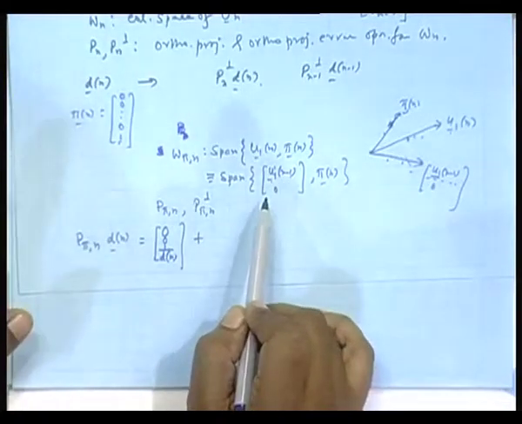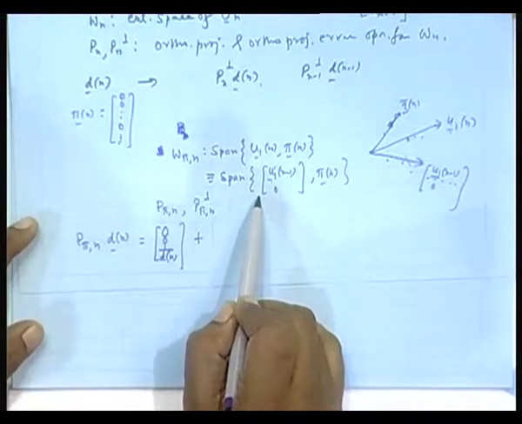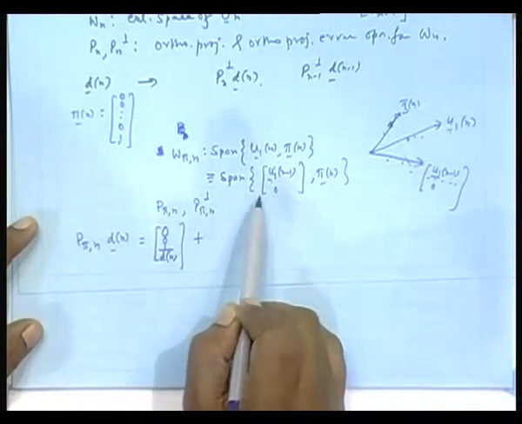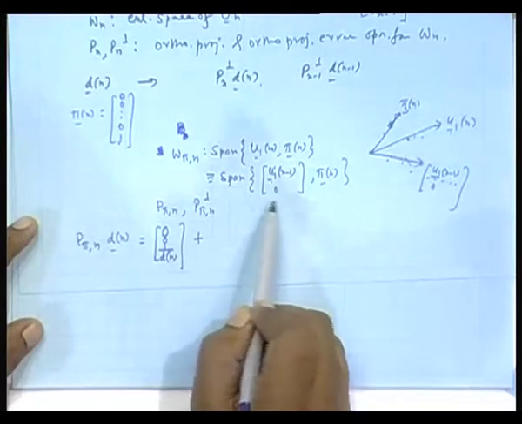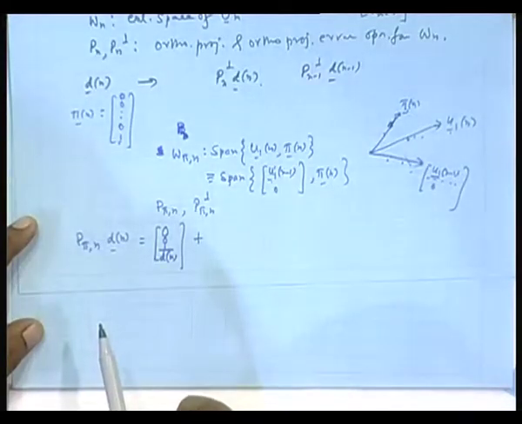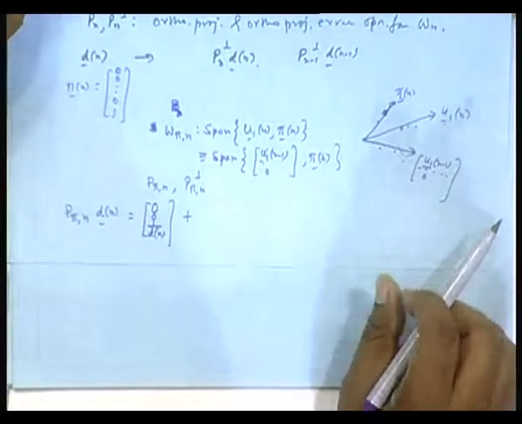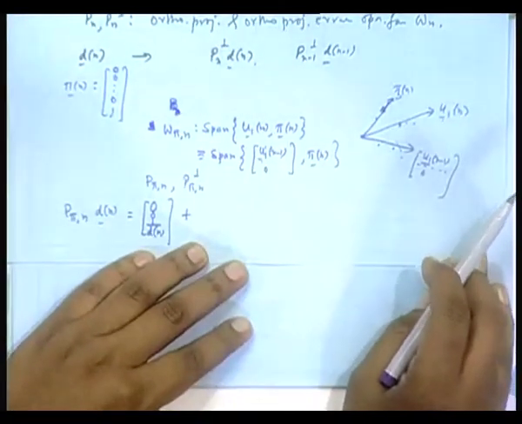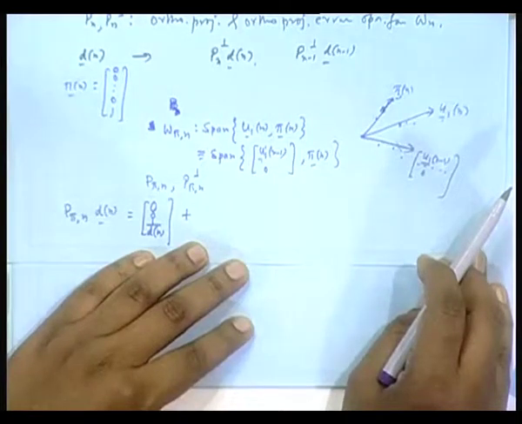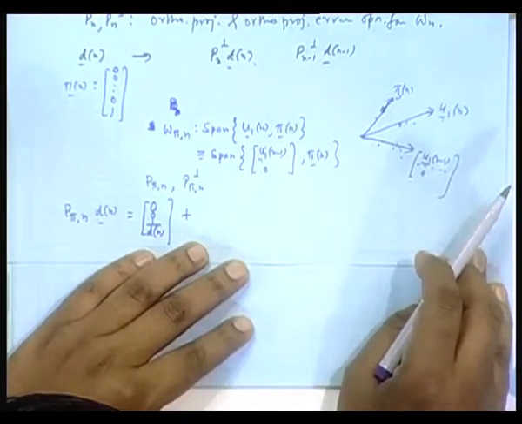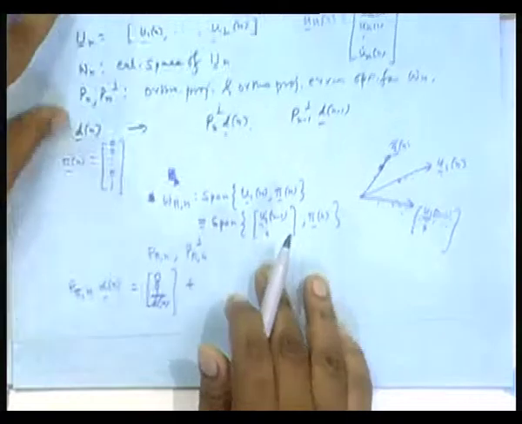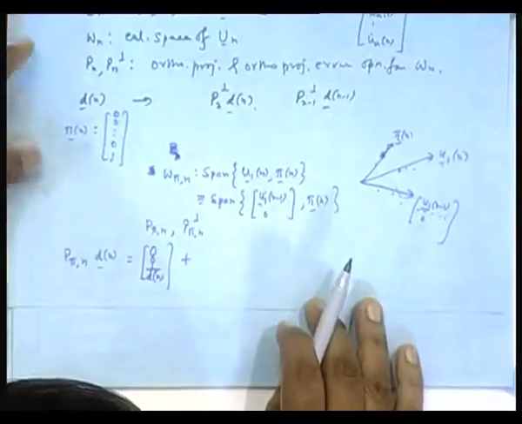But that norm square will be what? Last component of dn. Okay. Last component of dn is not 0. I am doing it here, but I wanted to do it in the general case.